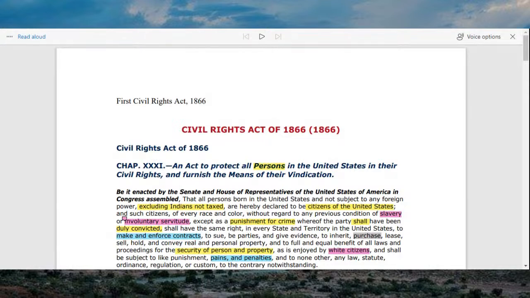Remove yourself from your voluntary servitude. Again, remove yourself from your voluntary servitude.